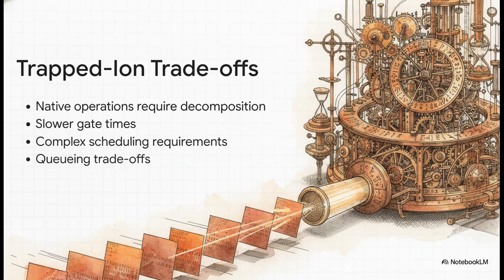But we always have to look at the trade-offs, right? High connectivity absolutely reduces swap insertion, but trapped ions are not a magic bullet. They face their own major compilation hurdles. For one, their gate times are significantly slower than superconducting gates.